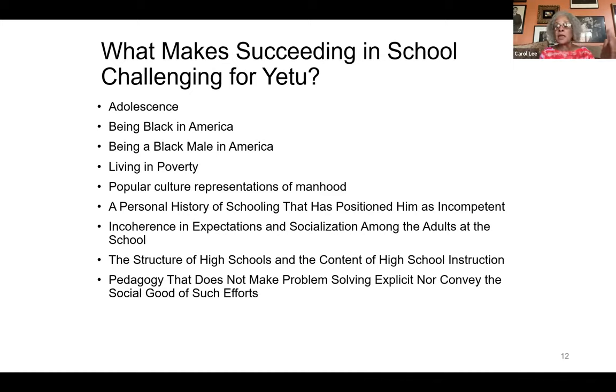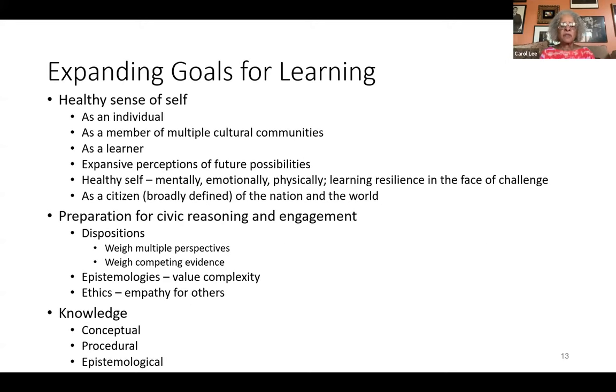He has a history of schooling that has been challenging for him, being in high school, lots of different adults to sort of manage with. And I'm suggesting simply that in this exemplar, if we're thinking about whole child development in the context of schooling, what this science of human learning and development, it seems to me, suggests is that we need to be attending to all of these dimensions of challenge that he has.